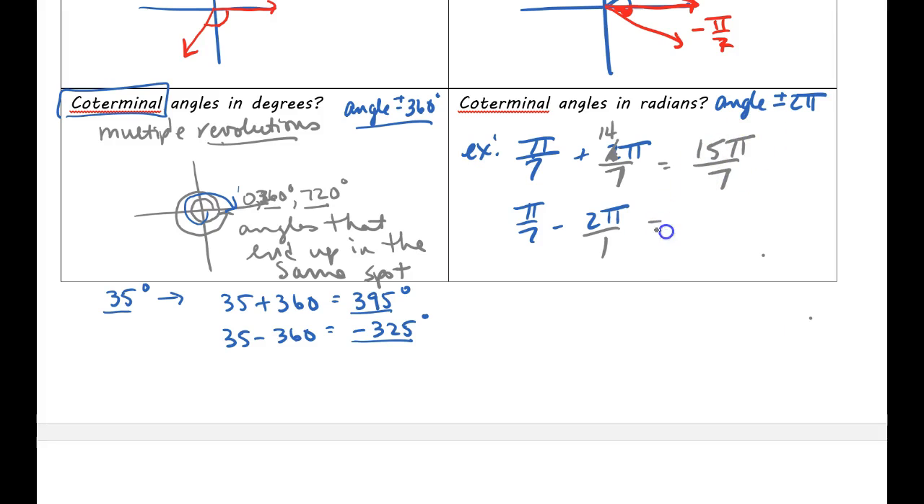If I do the same thing down here, I make this a 7, that becomes a 14. Now I've got 1 pi minus 14 pi, that's a negative 13 pi over 7. Okay, cool. So these will end up in the same spot as you travel around the coordinate plane. They will end up in the same spot as that pi over 7. It just means that one of them went an extra loop around this way, and one of them took one little loop backwards and ended up there that way.